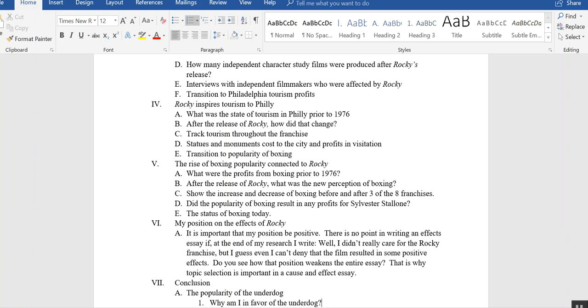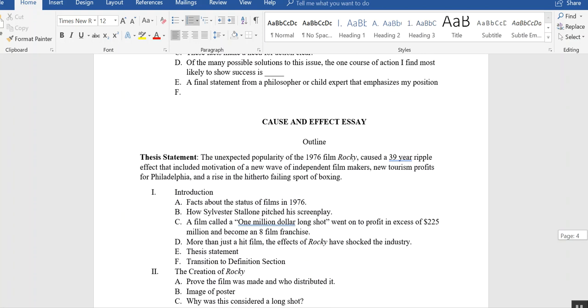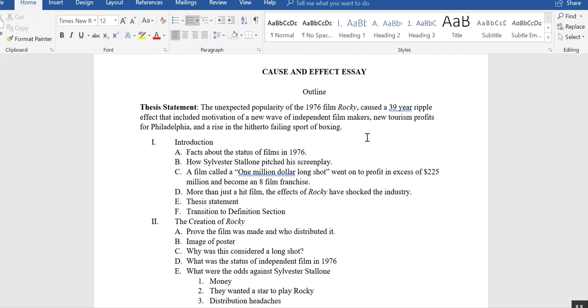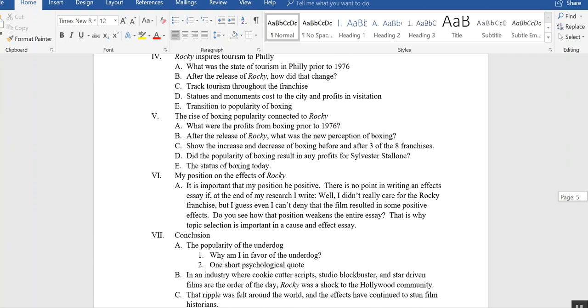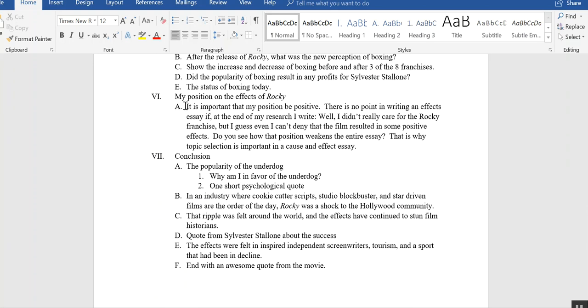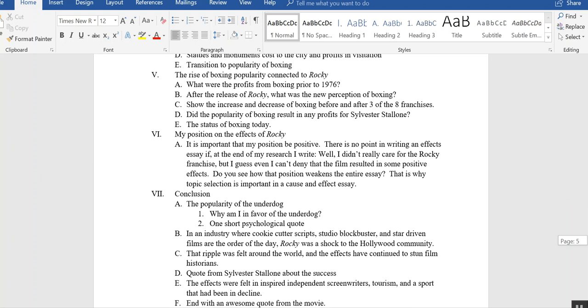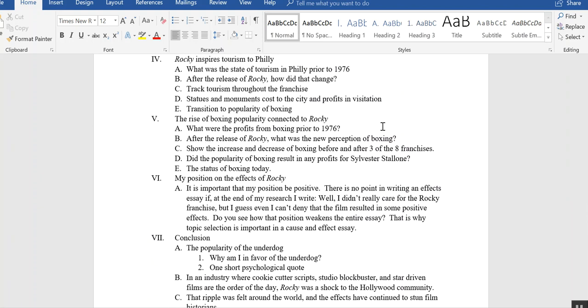Then the next section, the last section, and remember, all we have to do is go right back up here to our thesis statement. And that means that this section would be what? This last section. That's right, the hitherto failing sport of boxing. Great, see how brilliant you are? Okay, so we're down to this section, and we're going to discuss the popularity of boxing before 1976. Same formula. What was the popularity after? And we have proved that effect.